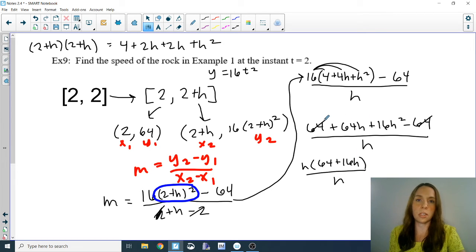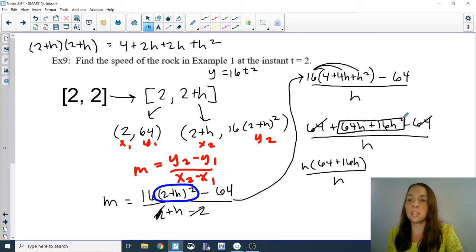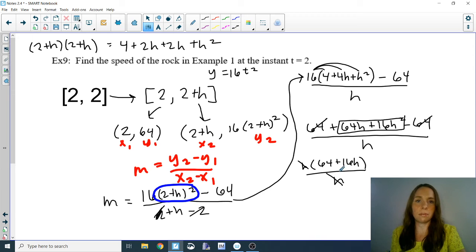Once again, recap: I canceled the 64 and the minus 64. I noticed that these two pieces are what's left in my numerator, and so I decided to take an h out of them. The reason I take that h out is because then I can cancel it, right? Yay. And so now I've simplified this slope formula. Remember, this was all just coming from setting up two ordered pairs and finding the slope. I've simplified the slope formula to 64 plus 16h.